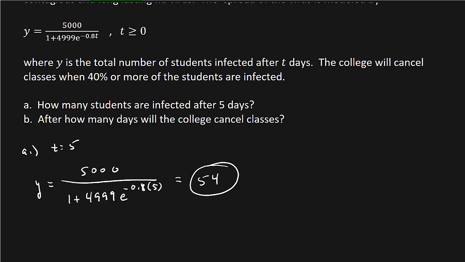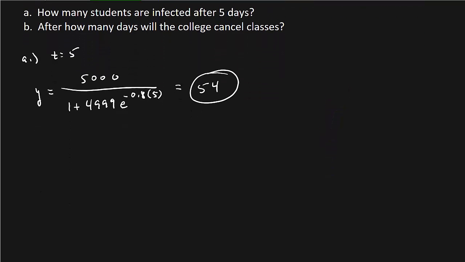All right, so now let's look at part B. This is going to be the one that's a little more tricky. So let's just go ahead and write our function here. So y equals 5,000 over 1 plus 4,999 e to the negative 0.8t. I'm just writing it here so we can see it. All right, so there's our function. What they're asking is, after how many days will the college cancel classes? So we're looking for t, the number of days.